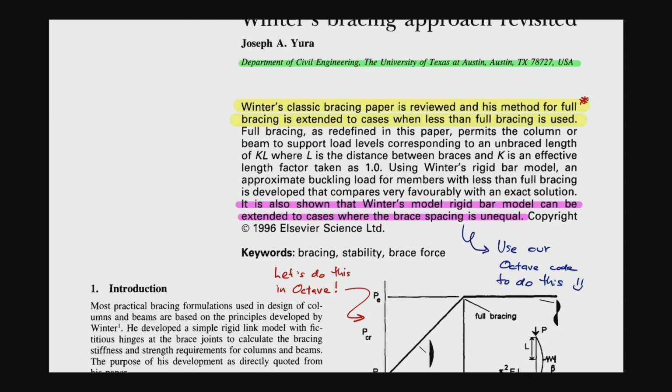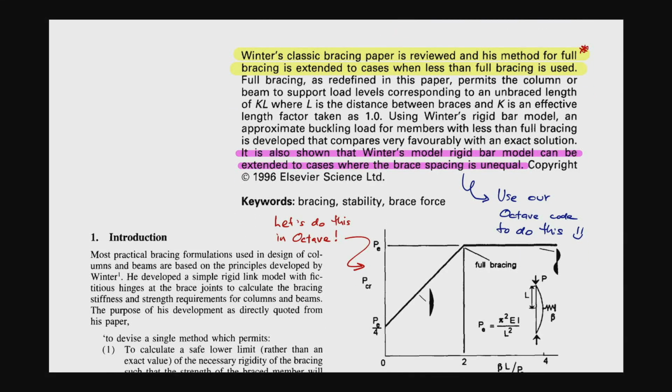Okay, full bracing as redefined in this paper permits the column or beam to support load levels corresponding to an unbraced length of KL, where L is the distance between braces and K is the effective length factor equal to 1, using Winter's rigid bar model. An approximate buckling load of the member, and so on. It is also shown that Winter's rigid bar model can be extended to cases where the brace spacing is unequal. Previously, in Winter's paper, he derived several cases in which the brace was installed to the side of the column, but that's for the equal spacing between the braces or between the springs.